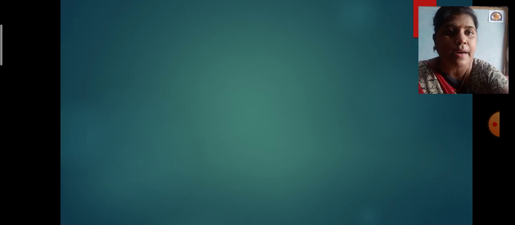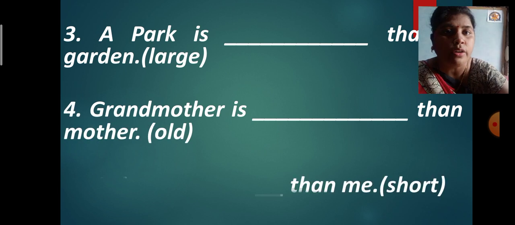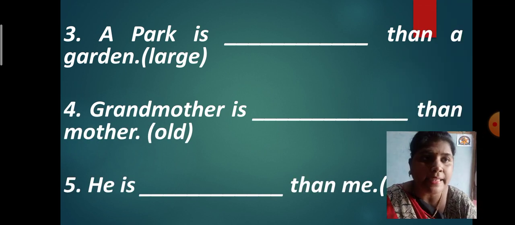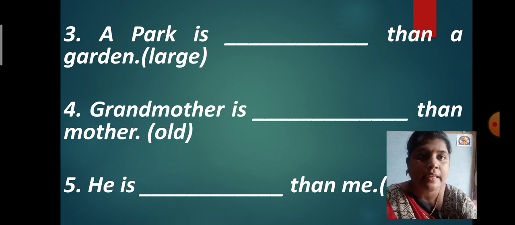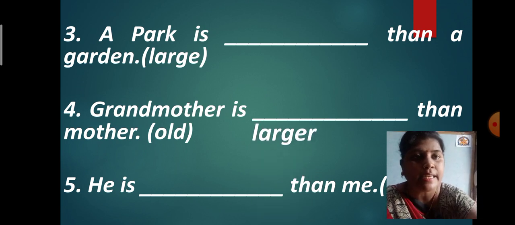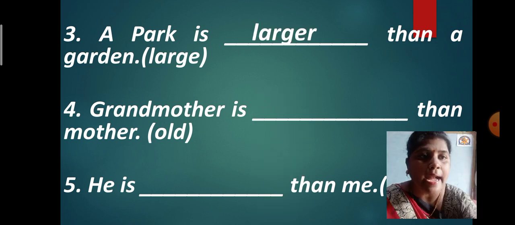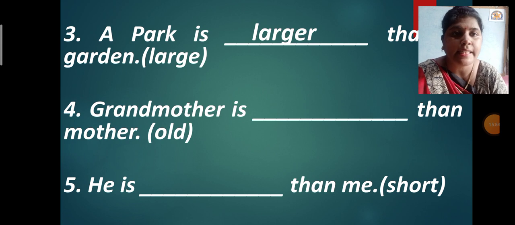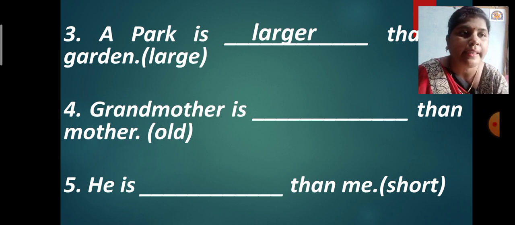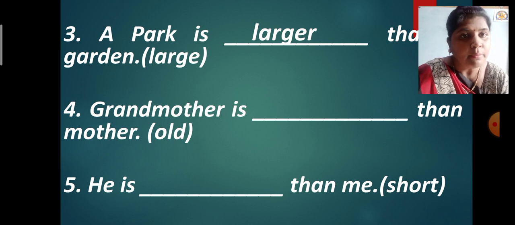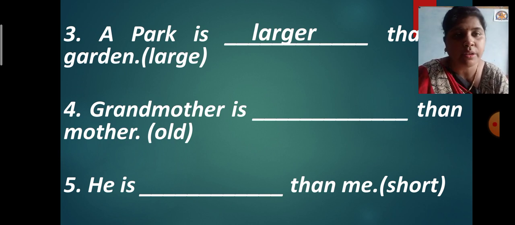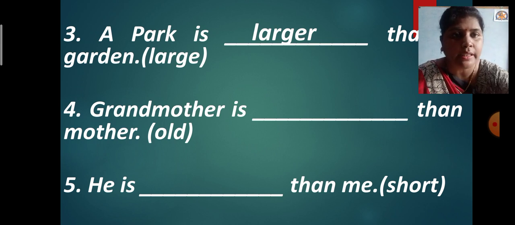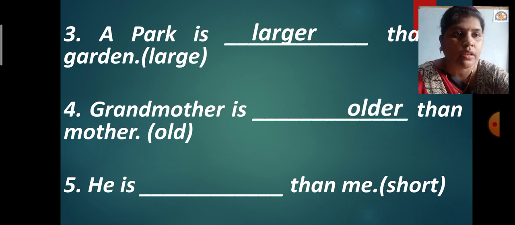So let us see the next sentences, number 3, 4 and 5. Okay, so see, a park is blank than a garden. In bracket they have given us the word large. A park is, obviously, larger than a garden. And the next, number 4 sentence: grandmother is blank than mother. In bracket they have given us the word old. So obviously the answer is older, means we have to add only er to the word. So grandmother is older than mother.